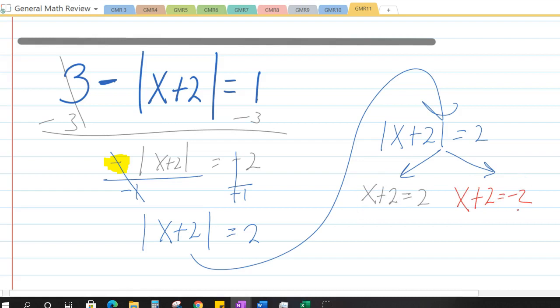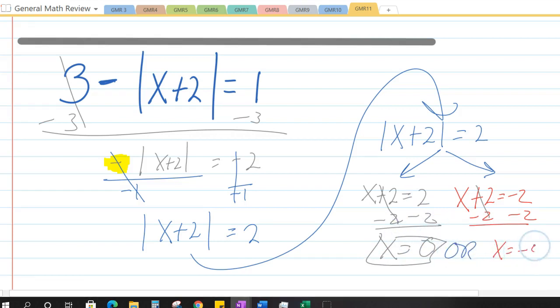At this point, I separate the problem into a positive version and a negative version. Then I solve for both. Subtract 2 to the other side. That gives me x is equal to, the 2's cancel out, 2 take away 2 is 0. Or x equals -4.